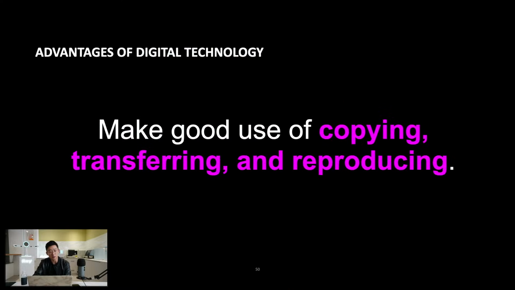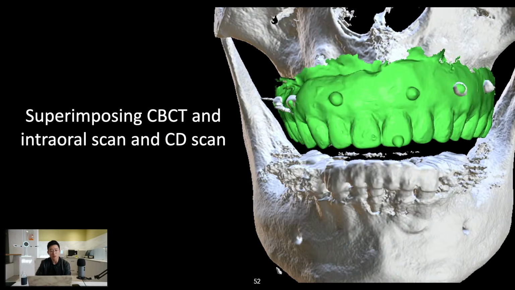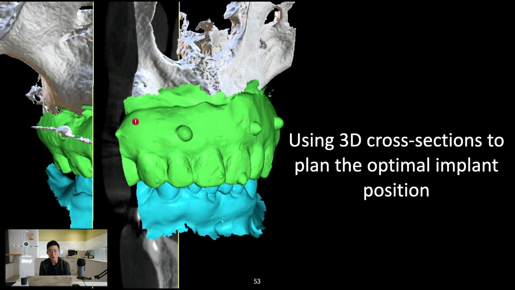So the next step, we take advantage of digital technology. We make good use of copying, transferring, and reproduction of his old denture. Here is his old denture. We use it to superimpose the CBCT and also the intra-oral scan of his soft tissue surface and also the CD scan too. And then we're using 3D cross-section to plan the optimal implant position.